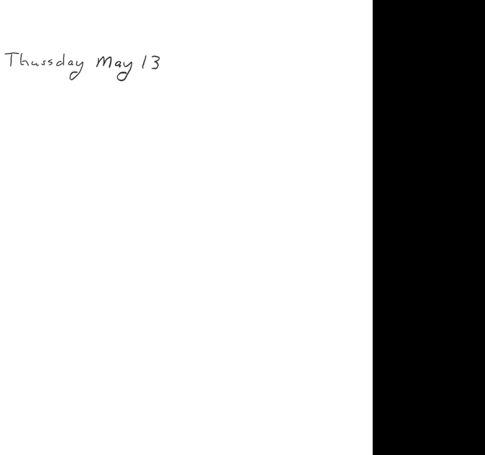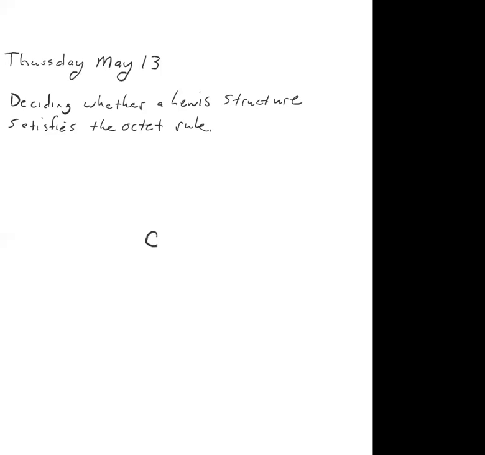Okay, so this particular problem is called deciding whether a Lewis structure satisfies the octet rule. So what they do is they show you a Lewis structure. Remember, the pair of dots is called a lone pair or a non-bonding pair, and that's 2 electrons.